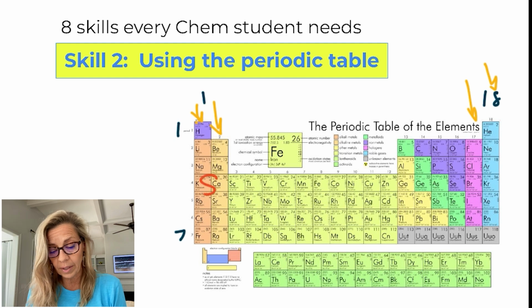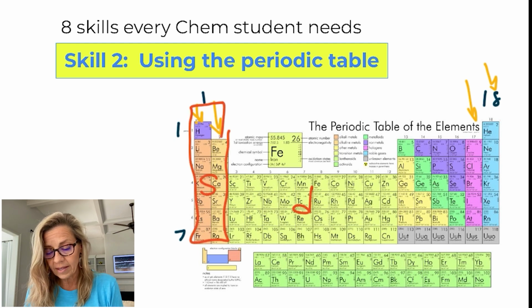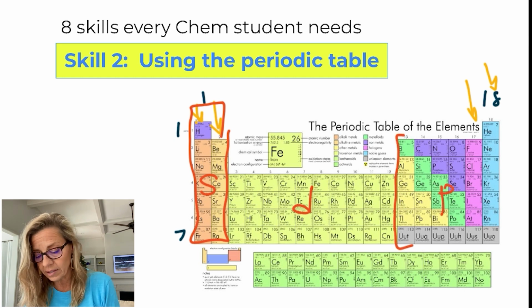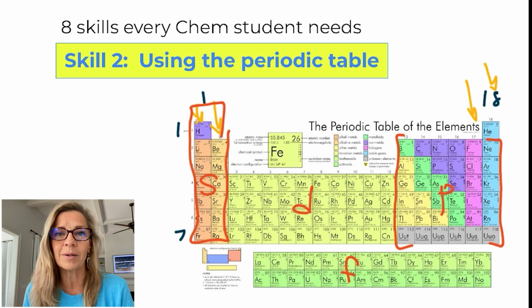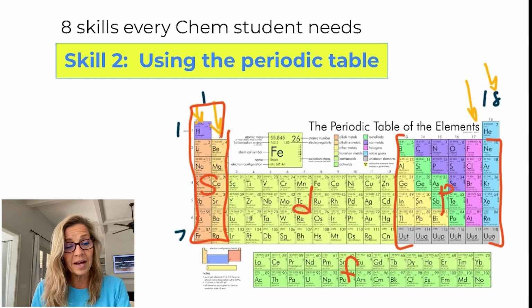The next thing would be the blocks. This is the S block, those first 2 groups. Then this is the D block, transition metals. The P block is this group right here. And then we've got the F block, which we really don't deal with too often. So we've got the blocks.